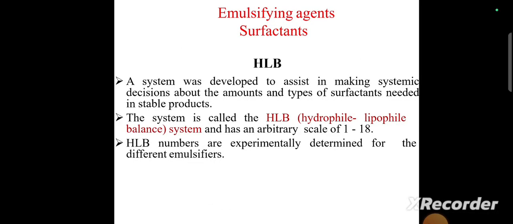Emulsifying agents, surfactants. A system was developed to assist in making a systematic decision about the amount and type of surfactant needed in a stable product. So what is the HLB system? HLB is the hydrophilic lipophilic balance system and has an arbitrary scale between 1 and 18.